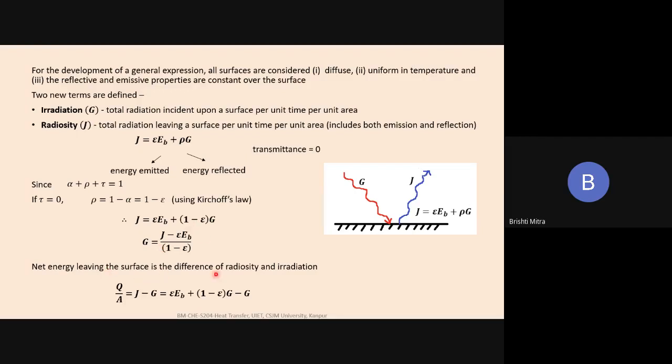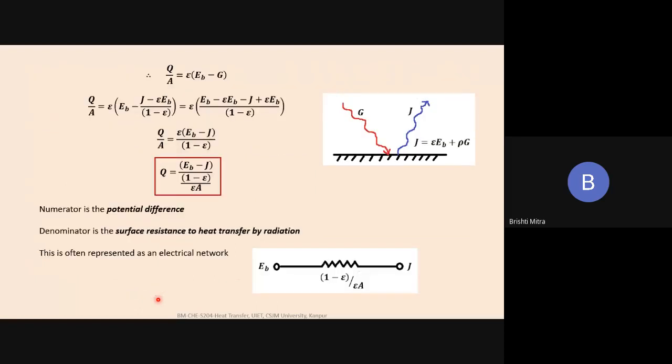So the net energy leaving: this is the energy which is falling on the surface, and this is the energy which is leaving the surface. The difference between the two will give me the net energy leaving the surface. So net energy leaving the surface is the difference between the radiosity, that is J, and the irradiation, or the radiation that is falling on it, that is G. So J minus G. J can be written as epsilon into EB plus 1 minus epsilon into G, minus G is the one from here. That means this is minus.